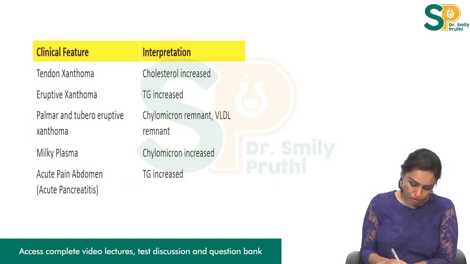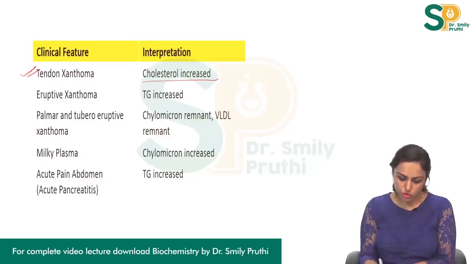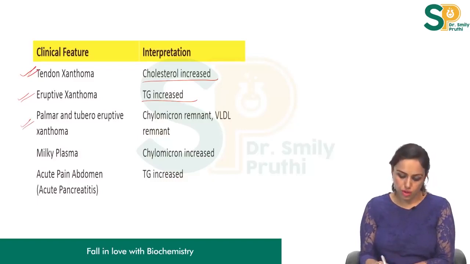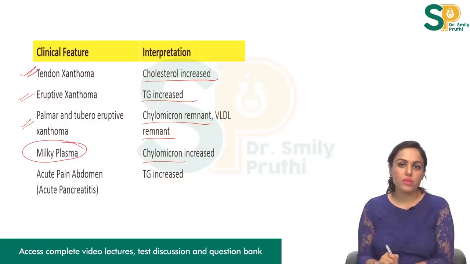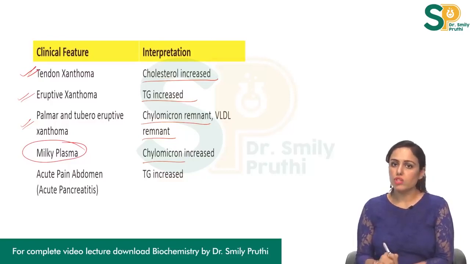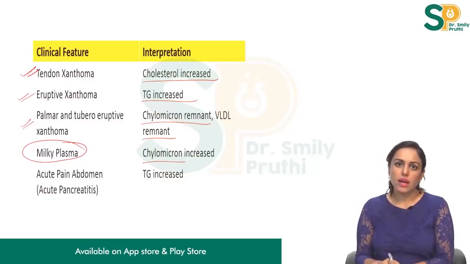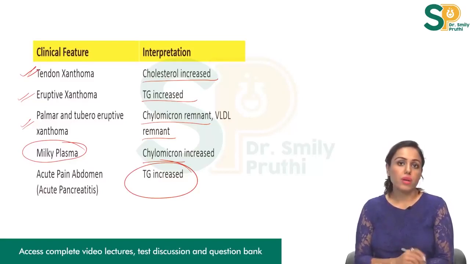So see, some common clinical findings given in these questions are: if they write tendon xanthoma, it means cholesterol is increased. If they write eruptive xanthoma, it means triglyceride is increased. If they write palmar and tuberoeruptive xanthoma, it means chylomicron remnant and VLDL remnant are increased. If they write milky plasma, it means chylomicron is increased. And if in these questions they write acute pain abdomen, they are going towards acute pancreatitis, and that means triglyceride is increased, right? Because hypertriglyceridemia is the most predisposing factor for acute pancreatitis, right?